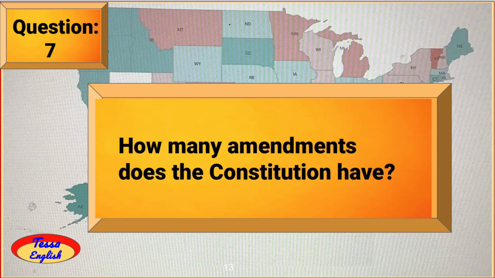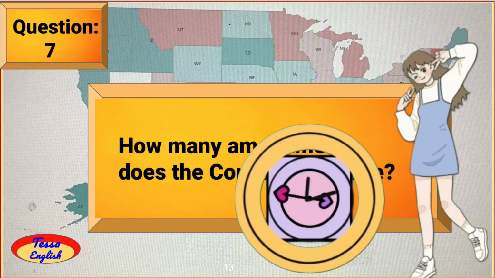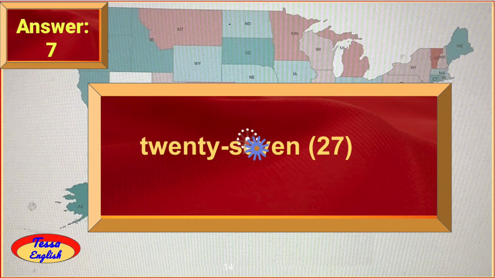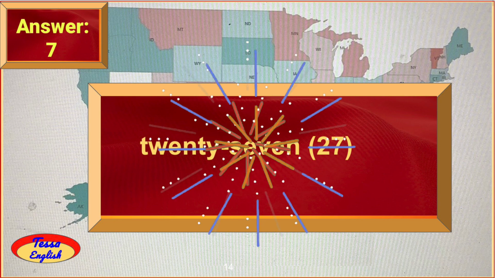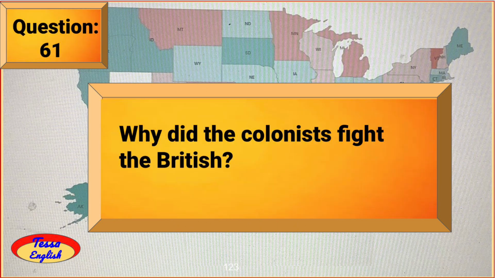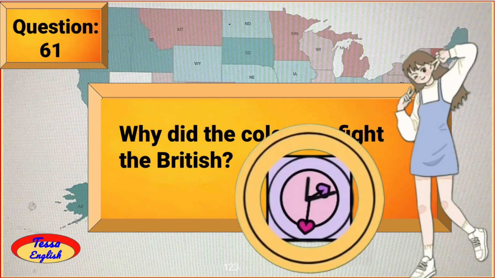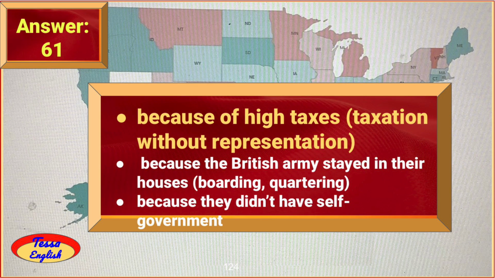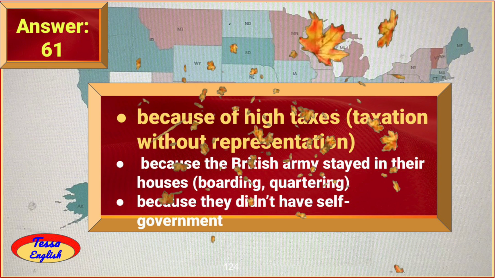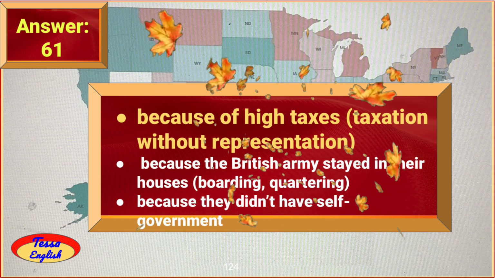How many amendments does the Constitution have? 27. Why did the colonists fight the British? Because of high taxes, taxation without representation.